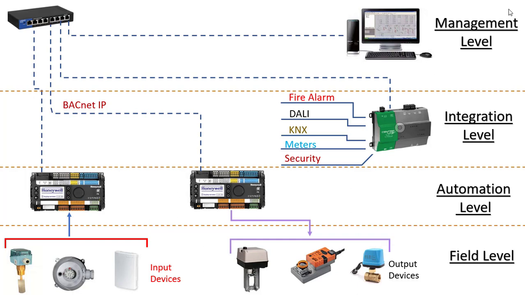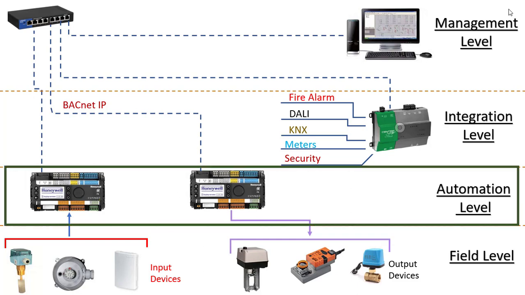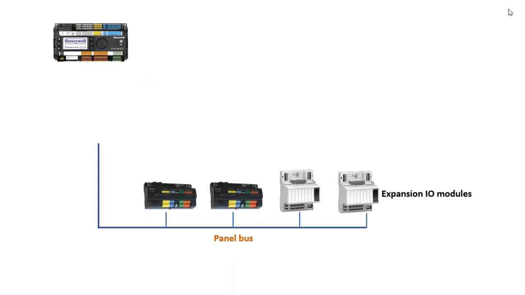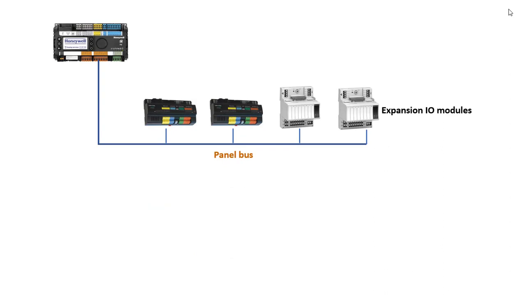So let's discuss the automation level in some more detail. These controllers may or may not have built-in I/O points. So expansion I/O modules are connected through a panel bus to these controllers. Field points are connected to these expansion I/O modules directly. All these modules and controllers are inside a DDC panel. We will discuss these DDC panels in detail in my future videos.